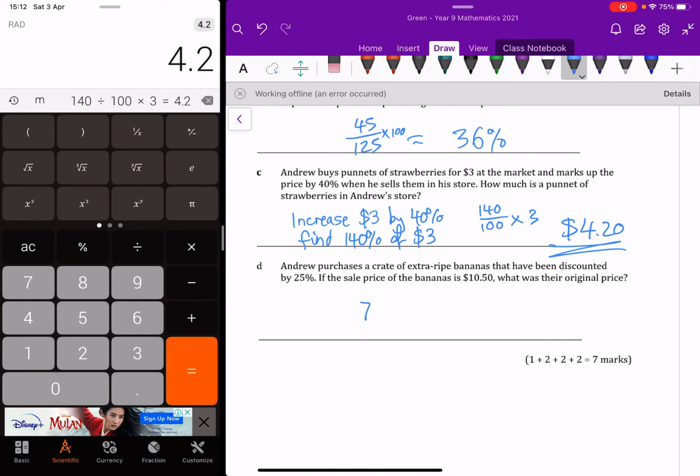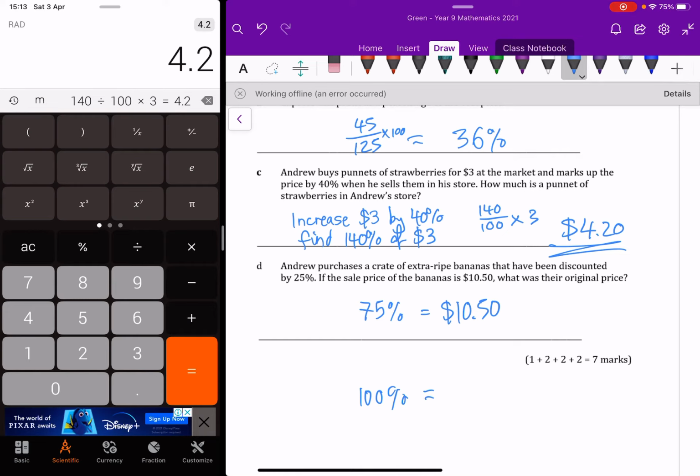So again, this is similar to that previous question. So this means that 75%, because we've had a 25% discount, is $10.50. All right? So we need to find our way to 100%. So what I'm going to do is divide by 75 on both sides. So I'm going to divide by 75 over here.